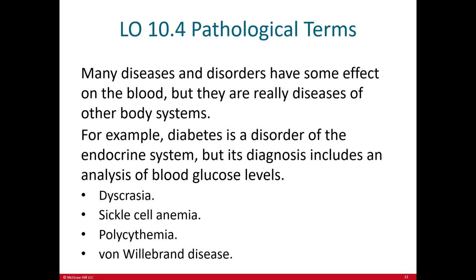All right, learning outcome 10.4, pathological terms. Many diseases and disorders have some effect on the blood, but they are really diseases of other body systems. For example, diabetes is a disorder of the endocrine system, but its diagnosis includes an analysis of blood glucose levels. Some other pathological terms you may see: dyscrasia, sickle cell anemia, polycythemia, von Willebrand disease.